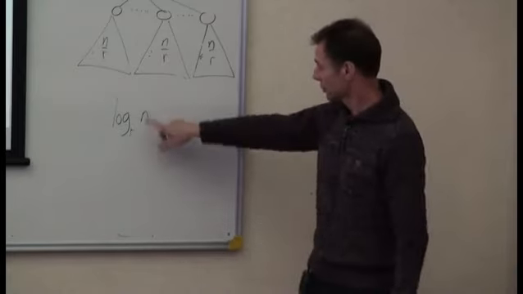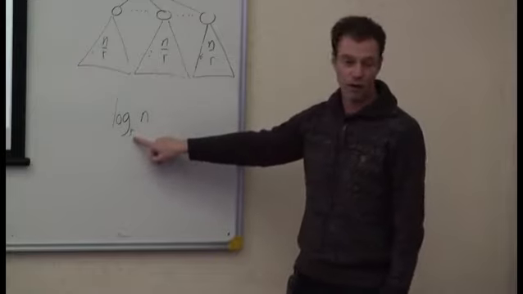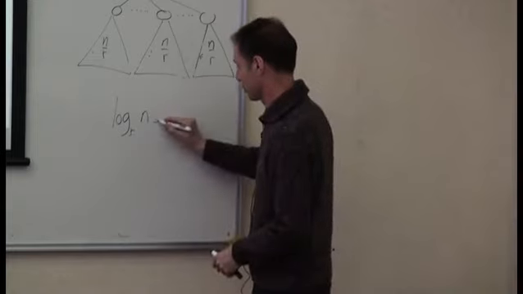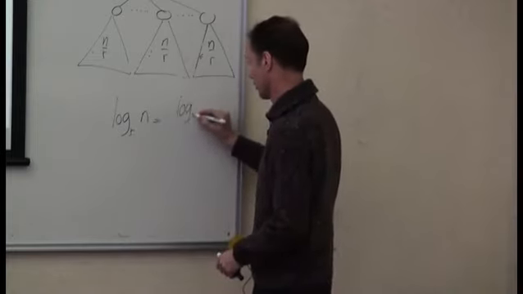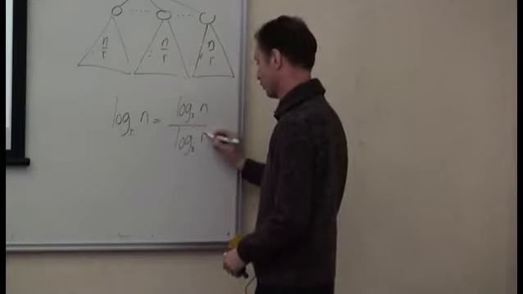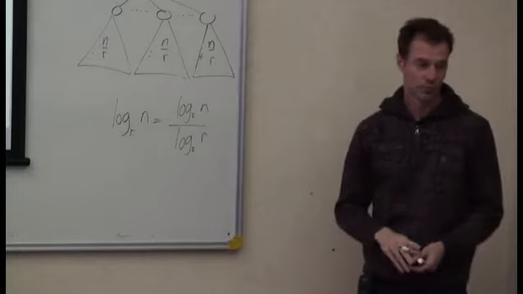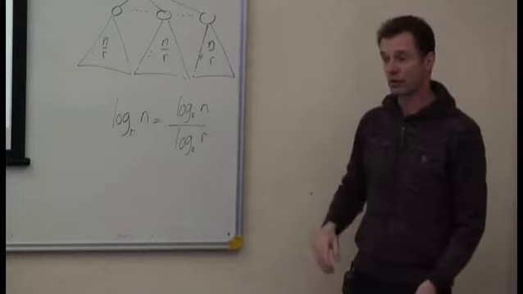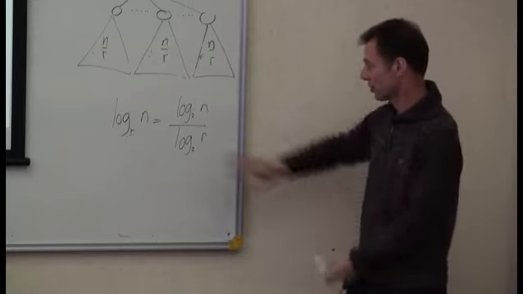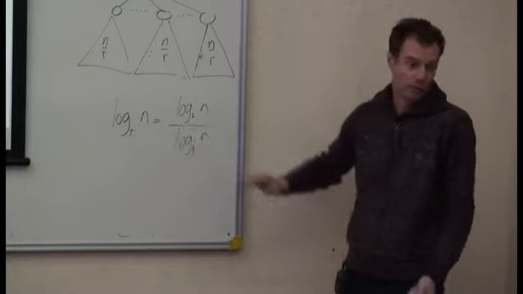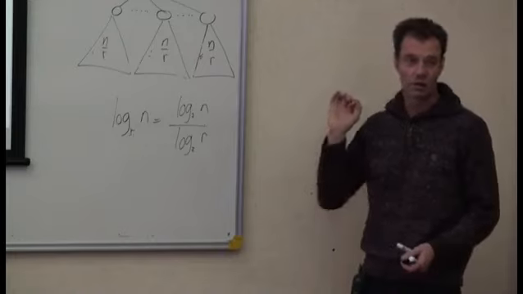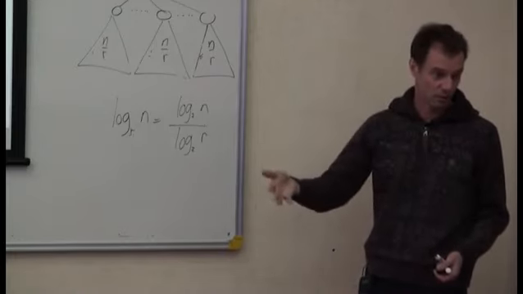Of course, as long as I pick r a constant, then this is simply going to be something like log base 2 of n divided by log base 2 of r. So indeed, if I make r larger, it gets smaller. But when r is a constant, this is still going to be order log n. So what I want to do is make r not constant, but dependent on n.